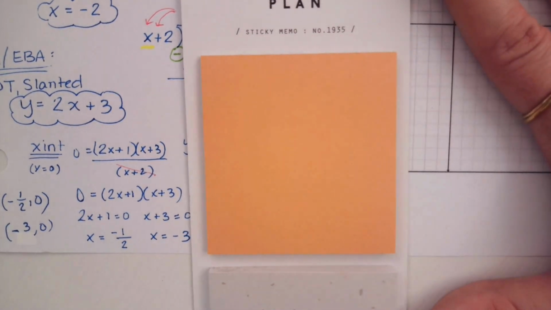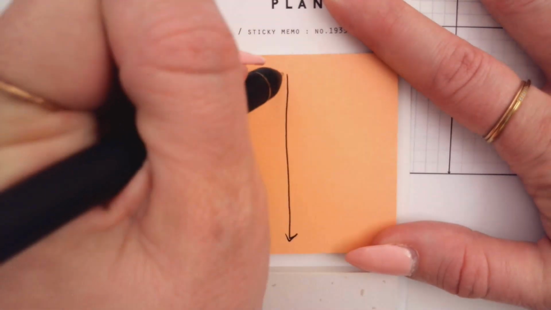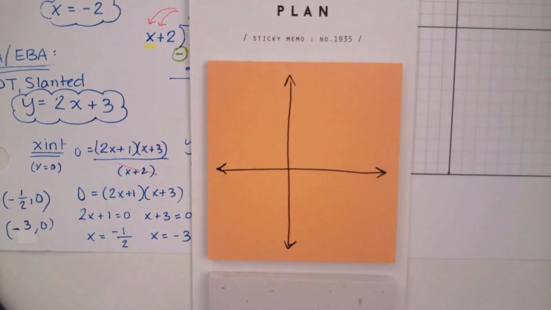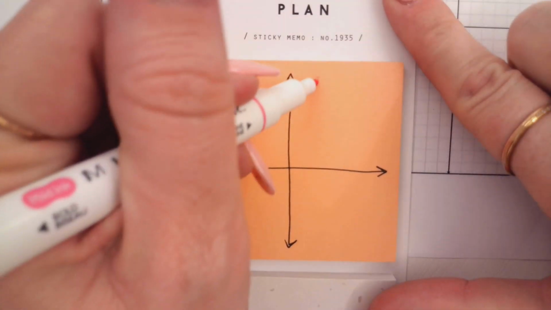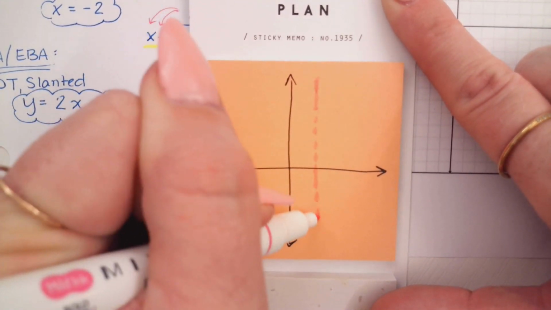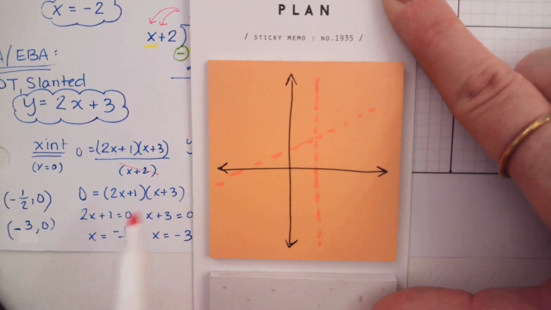Because slanted asymptote graphs do look different than our regular ones. So I'm just going to draw just a boring old coordinate plane. Wow, beautiful. I'm going to put one vertical asymptote. Can you all see that vertical asymptote? Okay. And then I'm going to draw in a pretend slanted asymptote for this one.